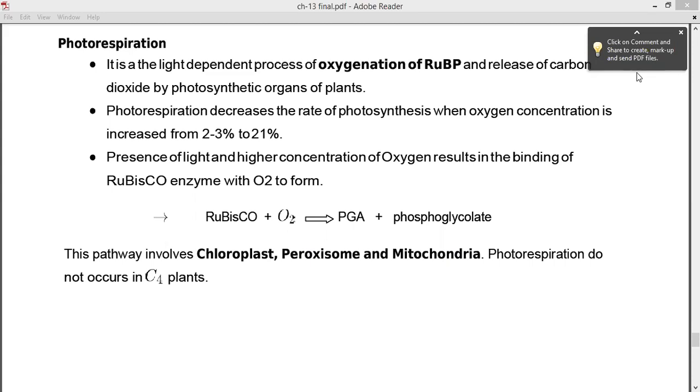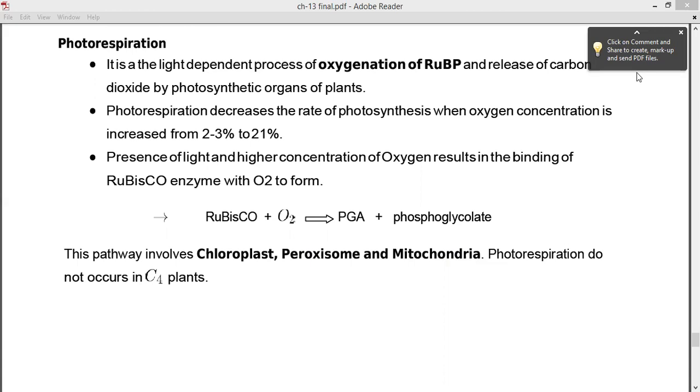Because when the rate of photosynthesis decreases, the oxygen concentration is increased, right? It increases from 2 to 3% to 21%. So there is an increase in oxygen which is observed, and that is due to the decrease in the rate of photosynthesis.